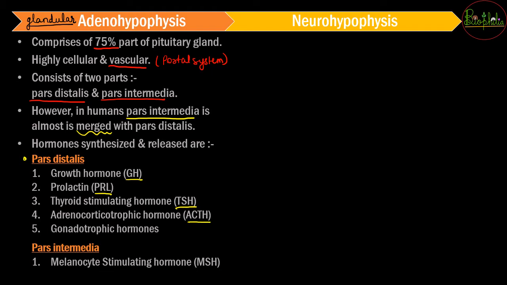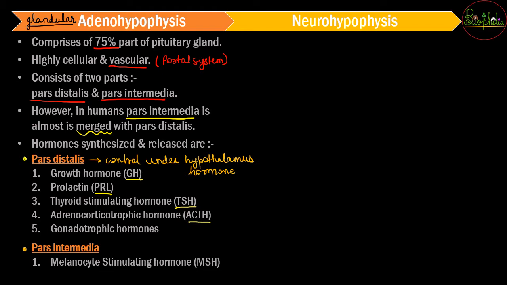So all the hormones of the pars distalis are going to have their control under what? Control under the hypothalamus. If releasing or stimulating hormones come out of the hypothalamus, then and only then is the release of these hormones going to occur. The same is true for the pars intermedia: the melanocyte stimulating hormone, that is MSH, is also going to be under the control of hypothalamic hormones, whether releasing or stimulating.